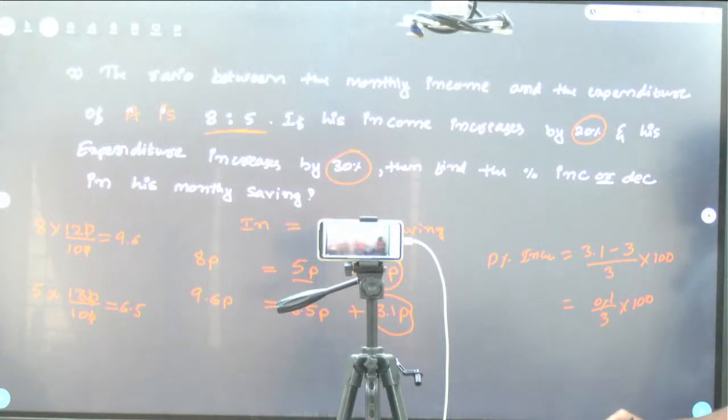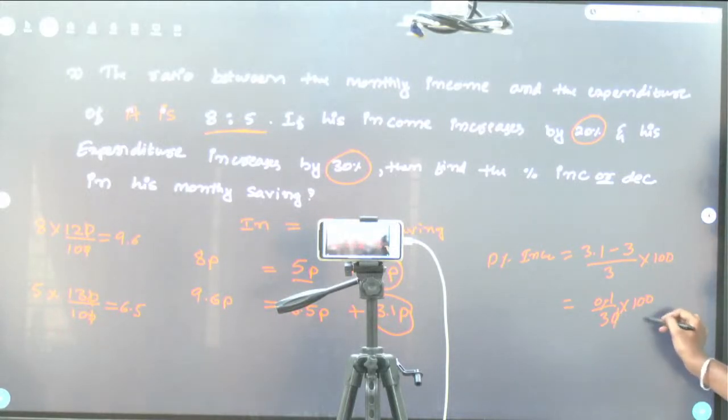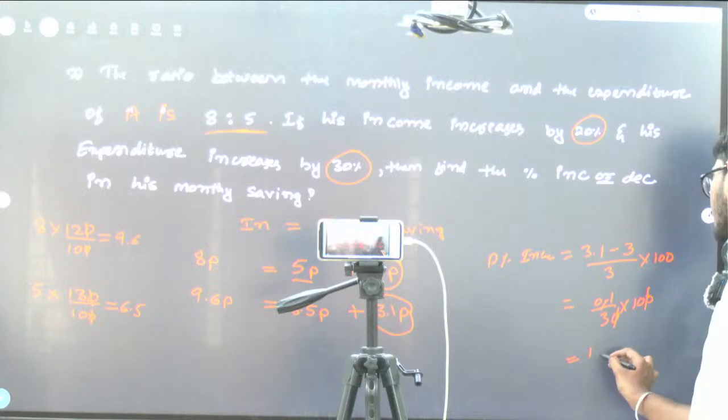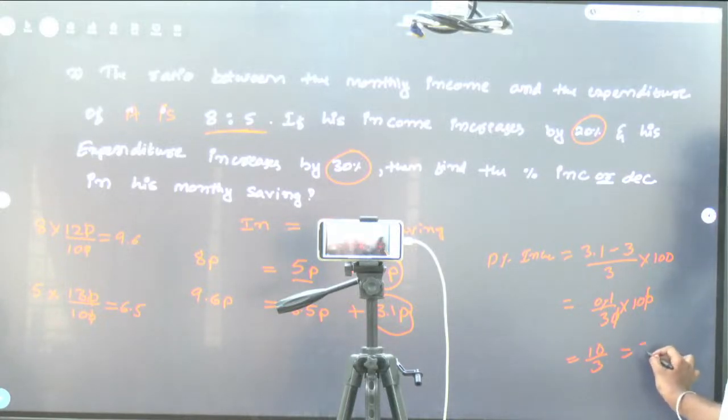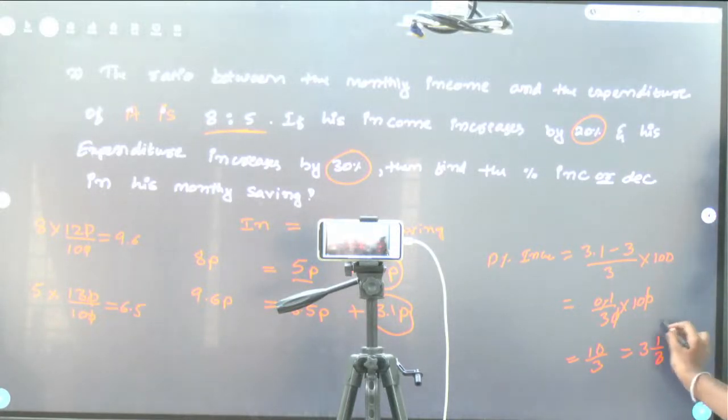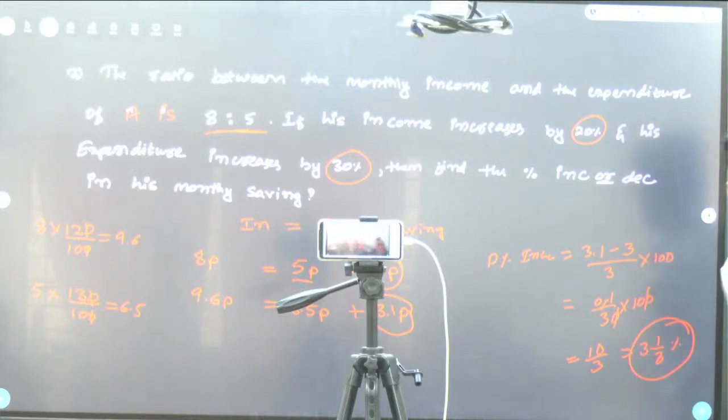After point 1 digit, point cancel, 1 0 you take, and 0 0 cancel. 10 by 3 means you can write as 3 of 1 by 3 percentage. Increases 3 of 1 by 3 percentage.